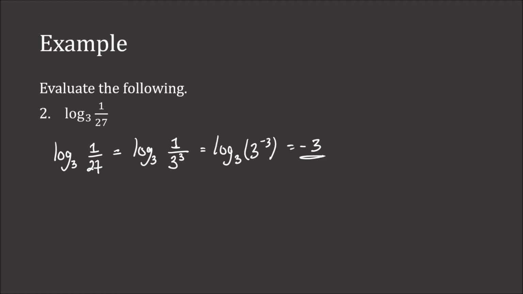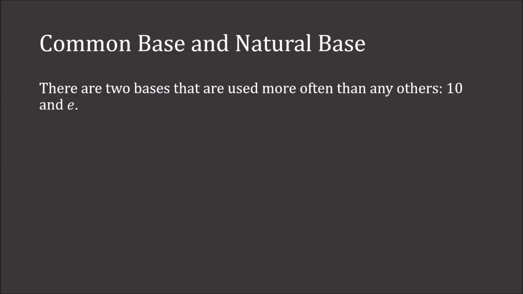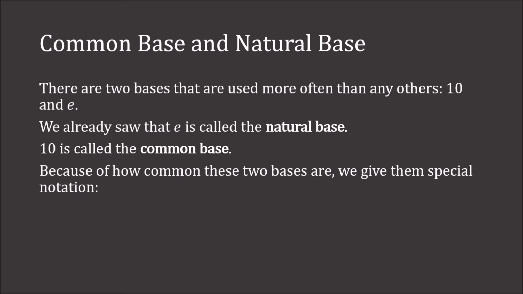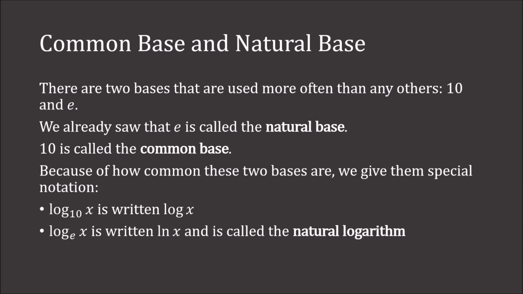Now, there are two bases that are used more than any other base, and those bases are 10 and e. We already saw that e is called the natural base. We call 10 the common base. And because of how common these two bases are, we have given them special notation. Log base 10 is simply written as log of x. Log base e of x is simply written as ln of x. And this is called the natural logarithm.